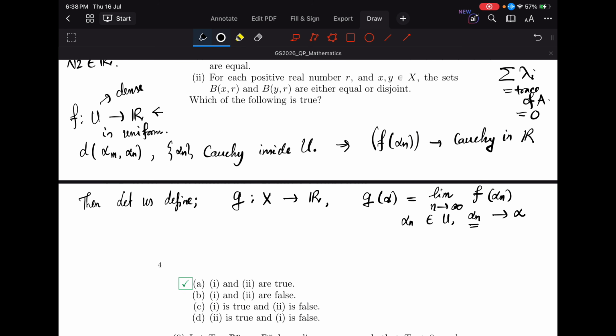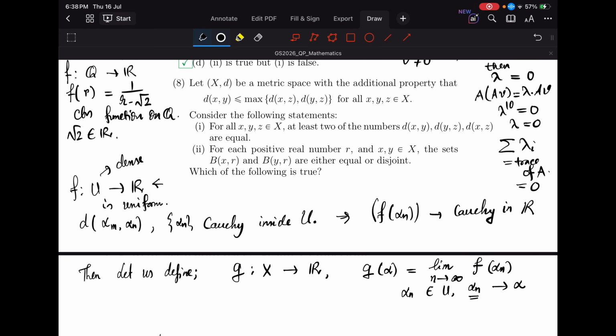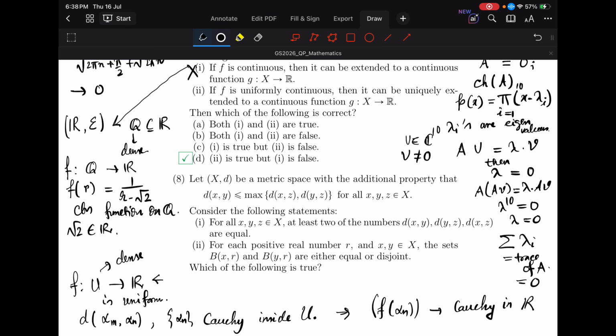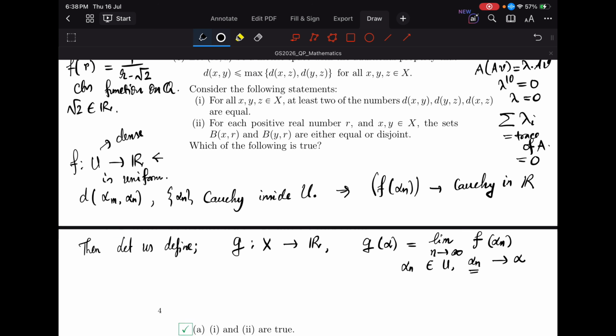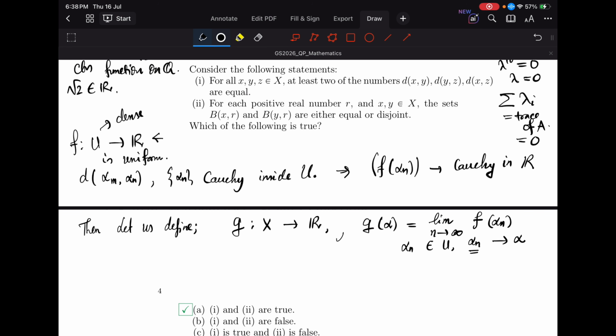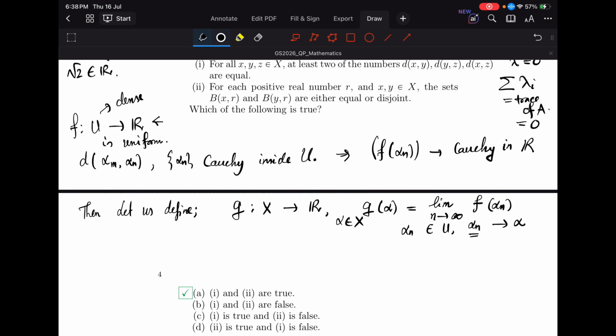Yeah. So we have a sequence that converges to alpha because U is given to be dense, right? U is dense. So for every element alpha inside X, we have a sequence alpha n in U such that it converges to alpha. So that's why the limit is well defined.